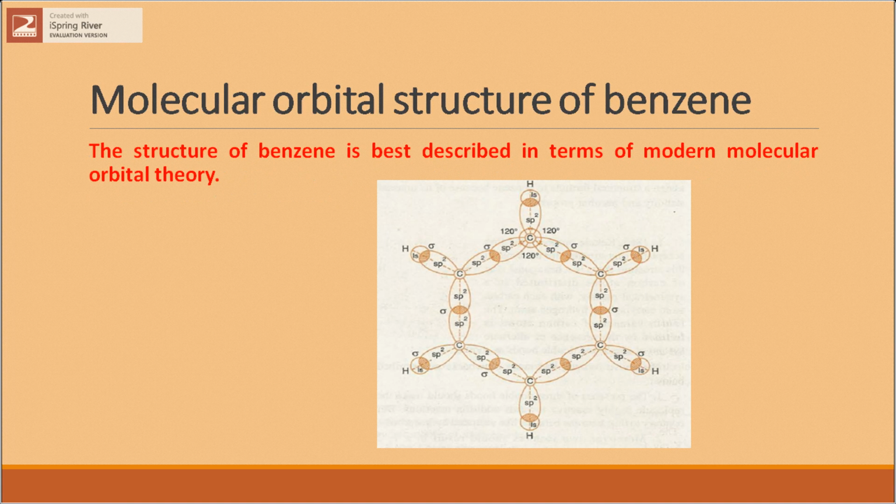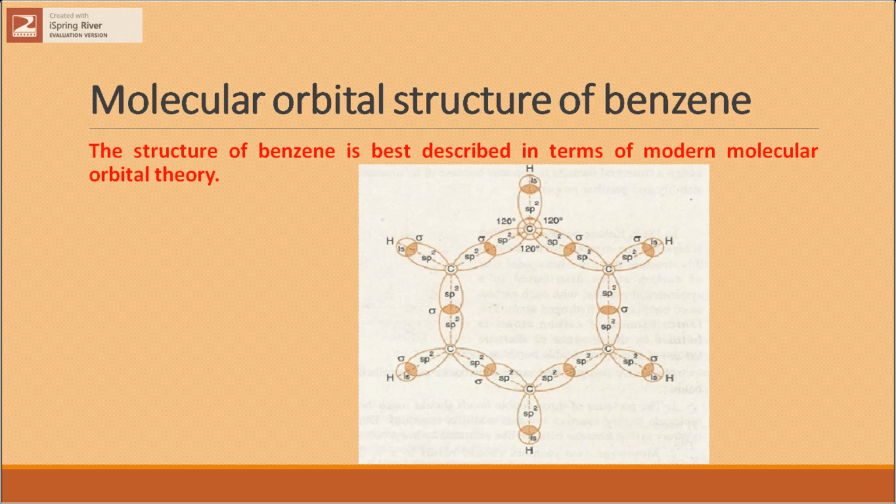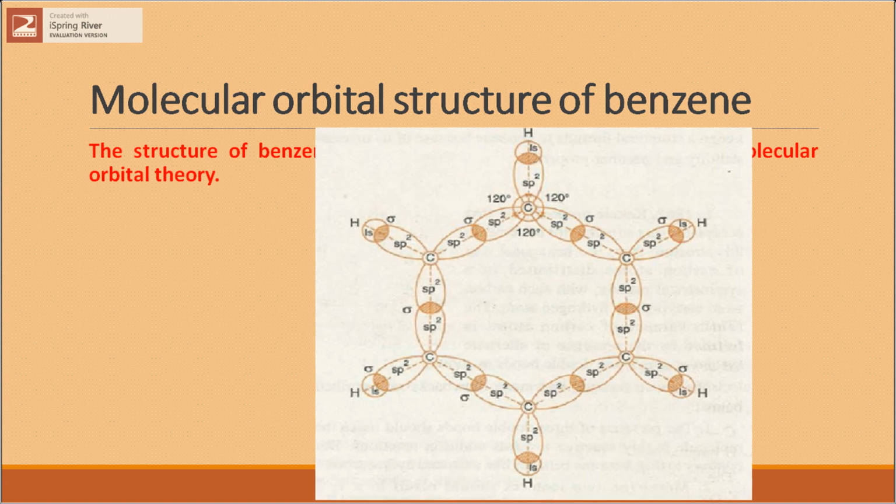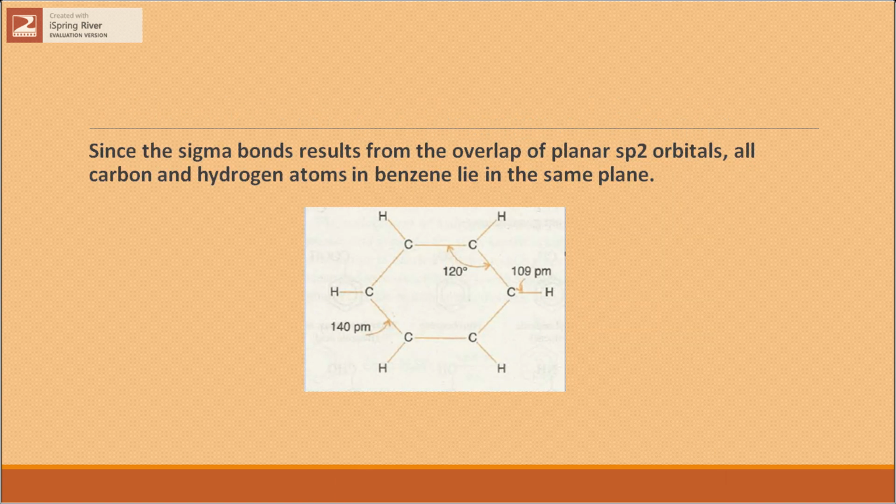Coming to the molecular orbital structure of benzene, the structure of benzene is best described in terms of the modern molecular orbital theory, and according to this theory, all 6 carbon atoms in benzene are sp2 hybridized to form sigma bonds, which are shown in the figure. Since the sigma bonds result from the overlap of planar sp2 orbitals, all carbon and hydrogen atoms in benzene lie in the same plane.